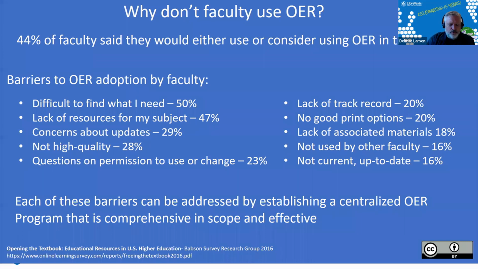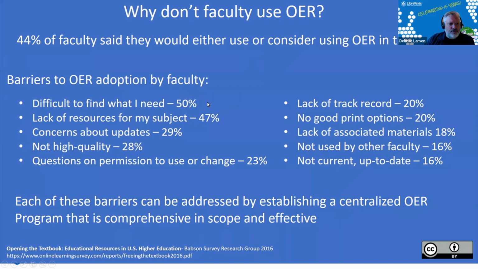Now, this is an older survey. I should be updating it. This is from the Babson Survey Research Group, now called Bayview, and they identified reasons for faculty not adopting OER. And there are a handful of reasons. I typically classify it as quantity, quality, and ancillary materials.